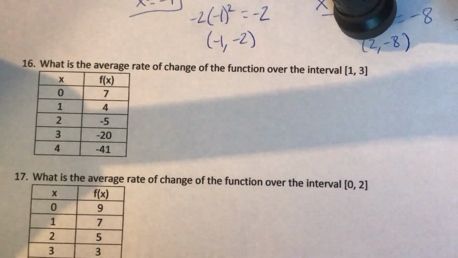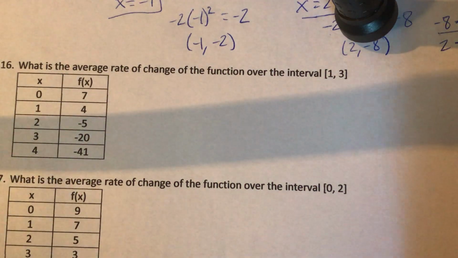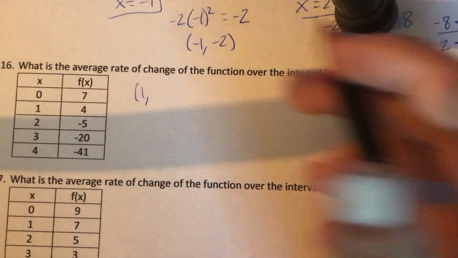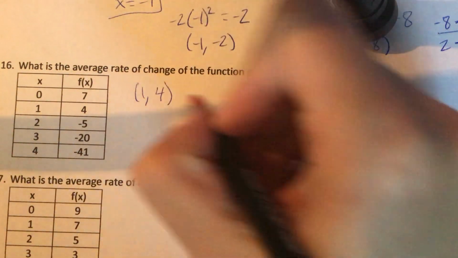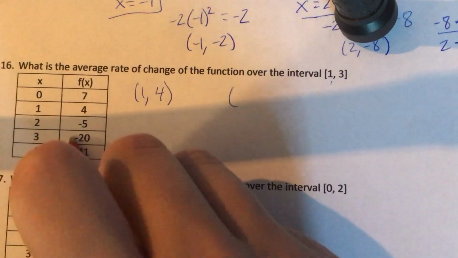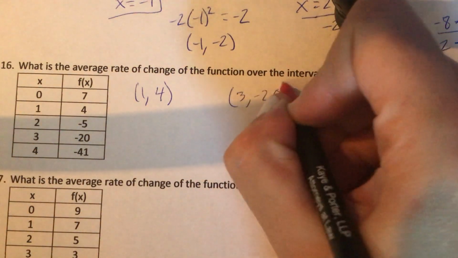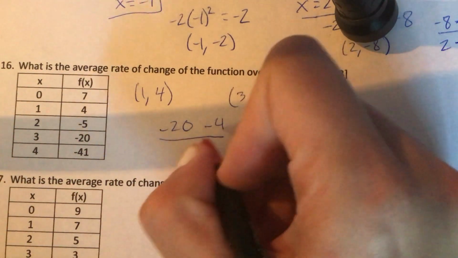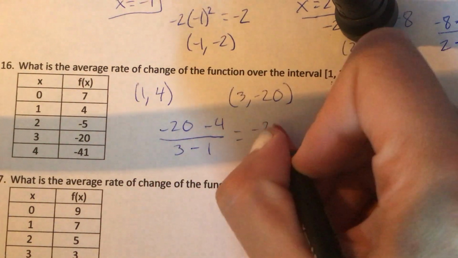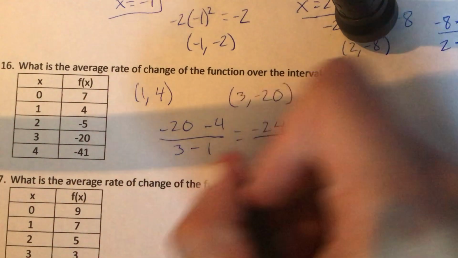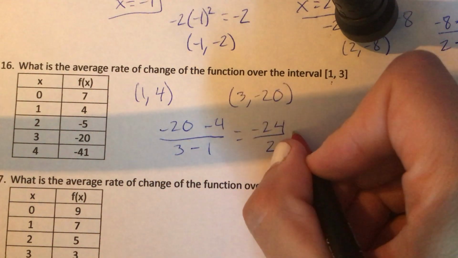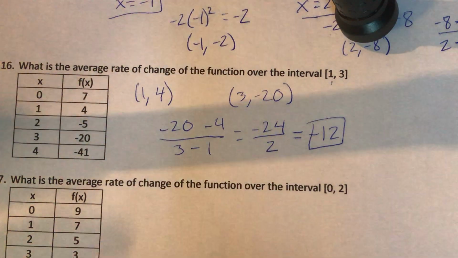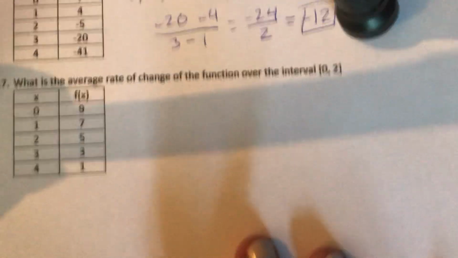All right, so for 16, now we're going to deal with tables. I feel like tables are probably the easiest because it's just given to you here. So at x is equal to 1, which is what we're looking at over here, my y value is 4. And for x is equal to 3, my y value is -20. So I'm just going to take the difference of my y, so -20 minus 4, and then 3 minus 1. This is -24 all over 2, and so that'll give me -12. So my average rate of change there is -12.